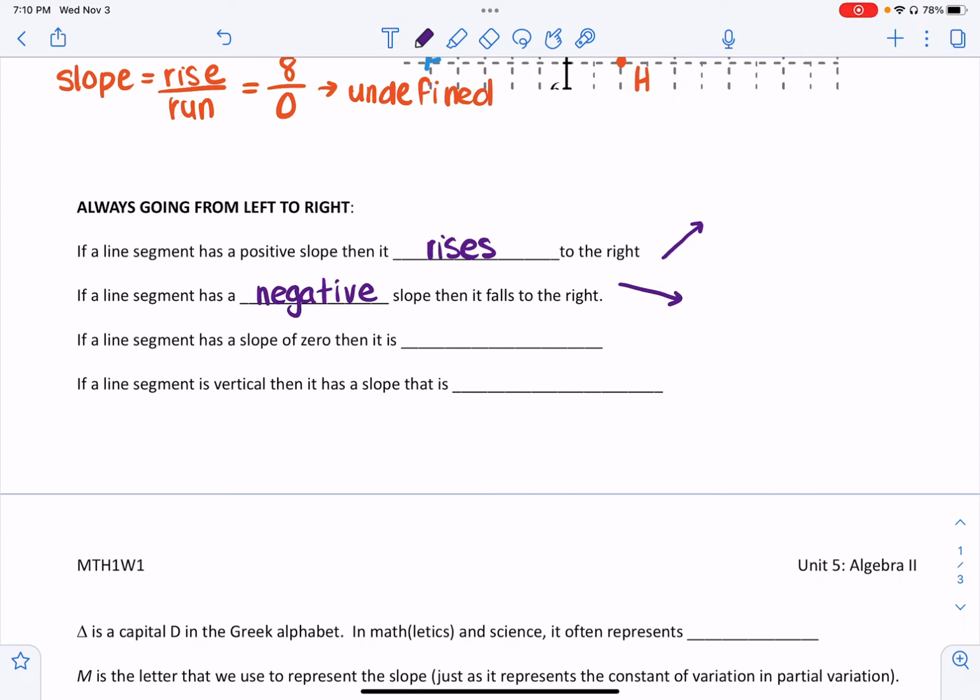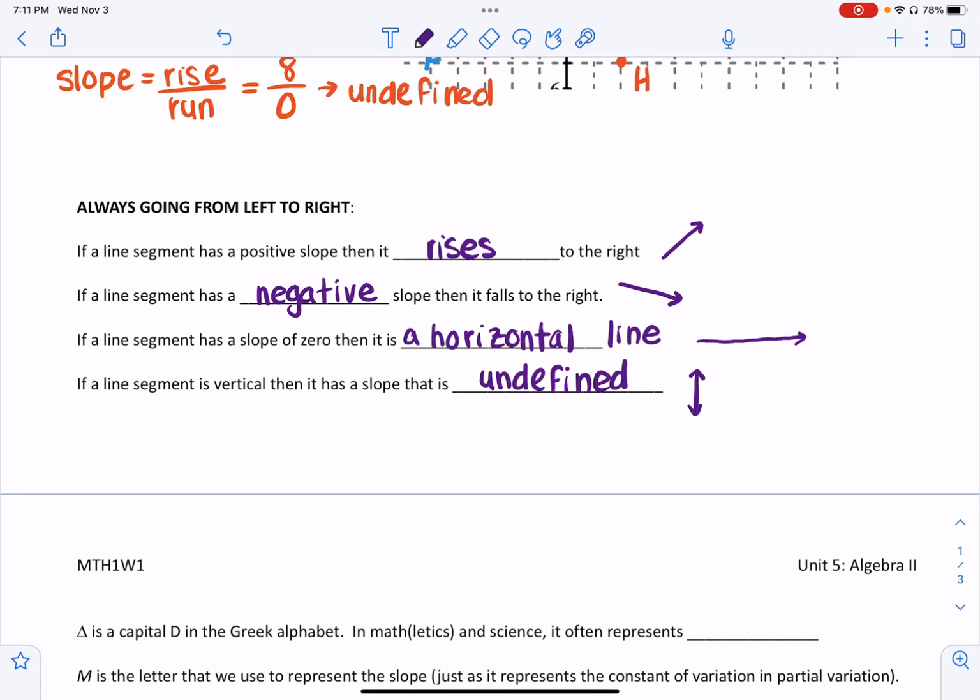Now, if a line segment has a slope of 0, then it is horizontal. It is a horizontal line. So, a slope of 0 would look like this. Back to our skiing example, that would be a skiing difficulty level of 0. Think cross-country skiing. So we don't have that steepness. It's a steepness of 0. It's completely flat. And then, just like we talked about before, if a line segment is vertical, then it has a slope that is undefined. And that is our straight up and down one.